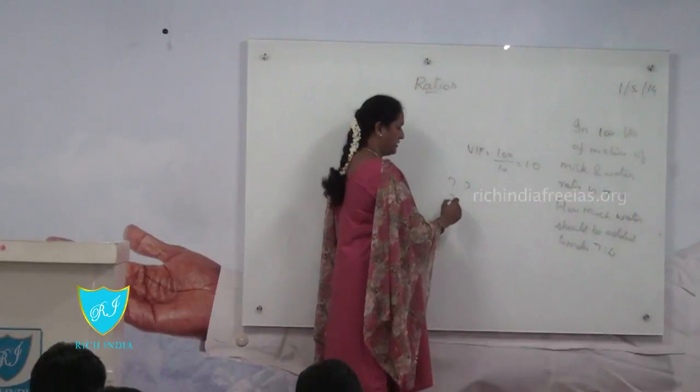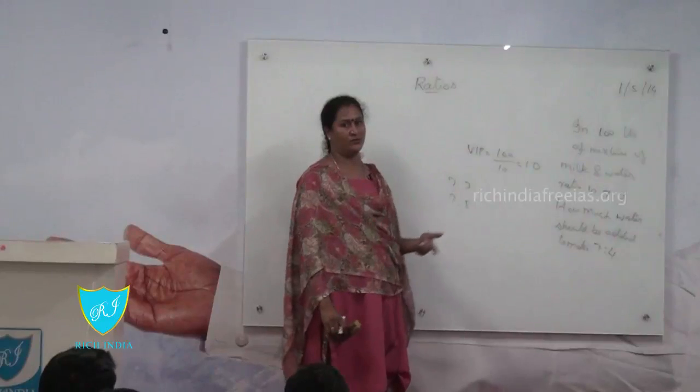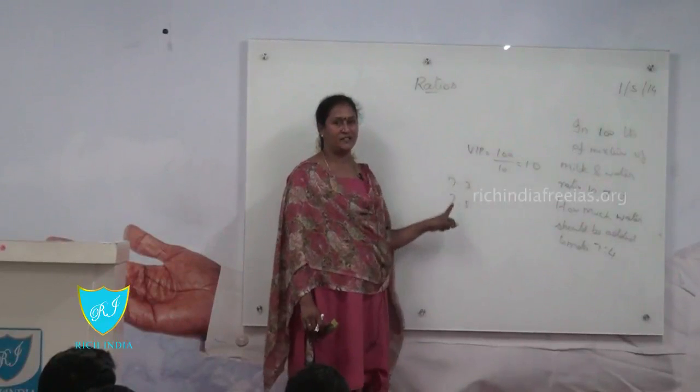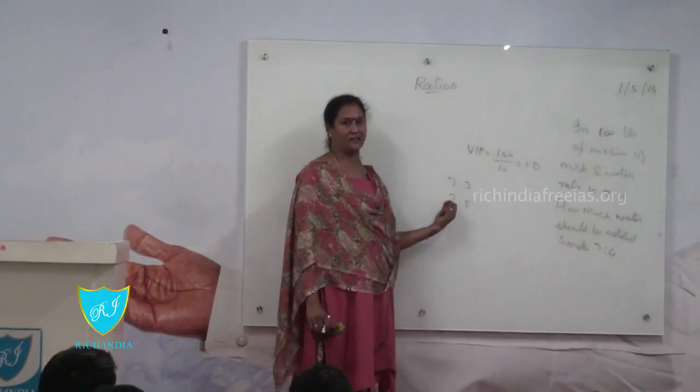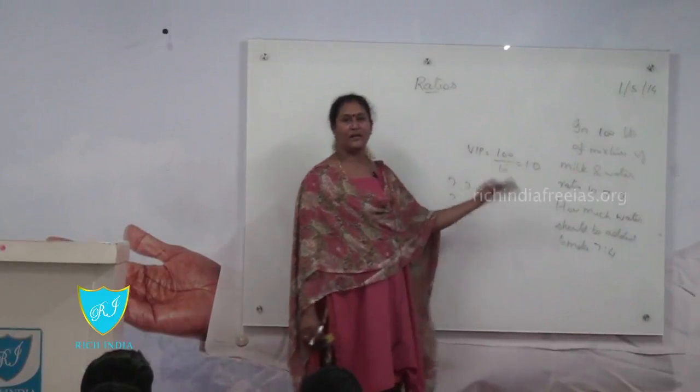Suppose it is 7:3 and it changes to 7:5. Then 2 parts have increased, and this one is maintained. In that case, it is increased by only 2 parts. So then it is 20 liters.